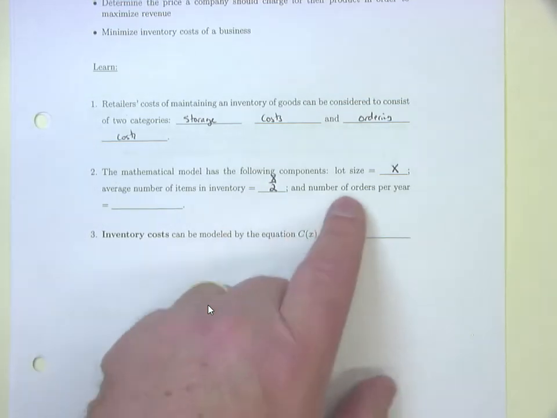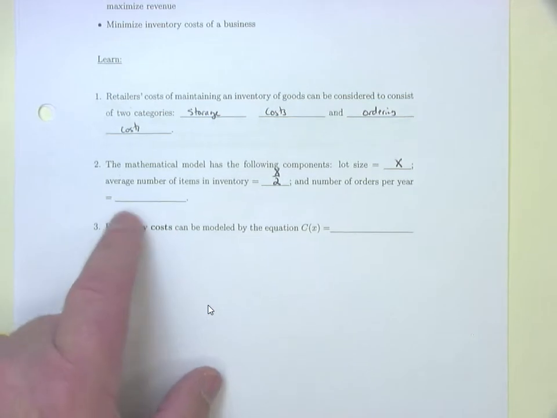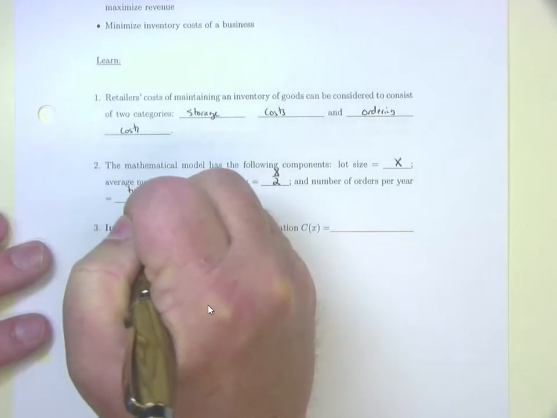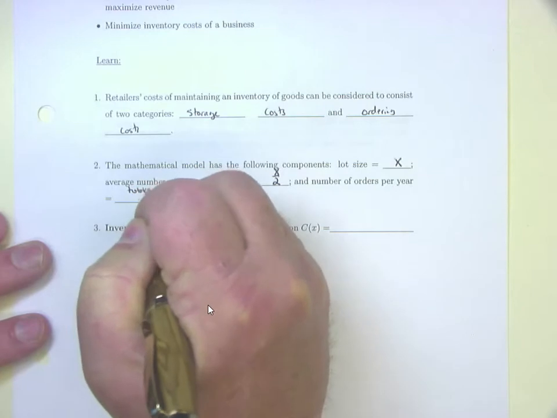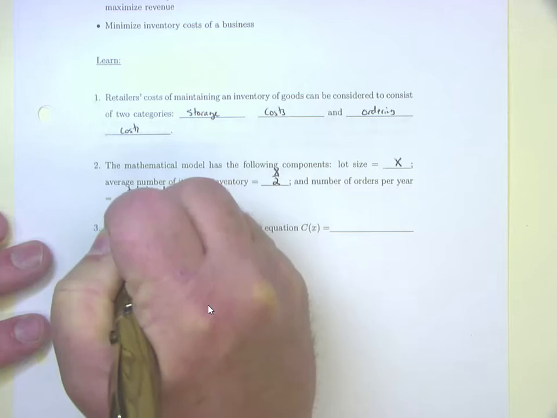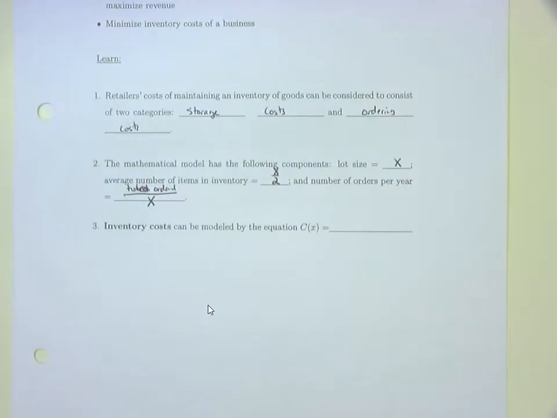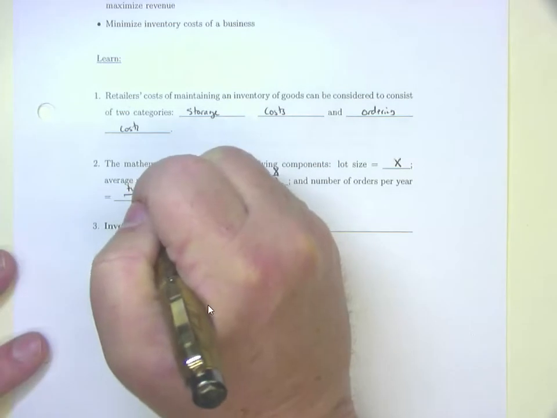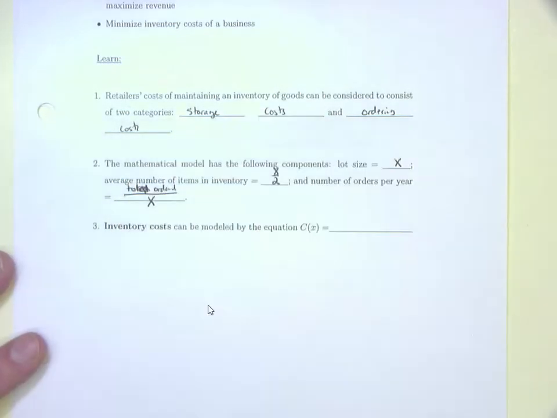And the number of orders per year is going to be equal to the total ordered divided by X. X is the lot size. So let's think about this for a second. It's the total order, okay? All right.